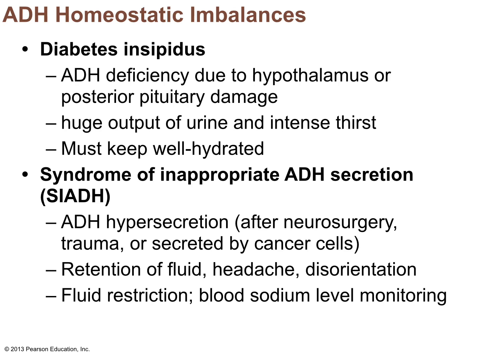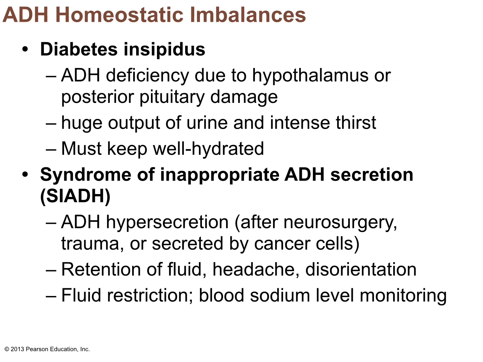Now, there's another imbalance called SIADH, which is syndrome of inappropriate ADH secretion. And this is a hypersecretion, so too much ADH. It can occur from trauma, it can occur from cancer, it can occur after neurosurgery. And if ADH prevents diuresis and we're making too much of it, then that means we're retaining fluid too much, right? There's too much fluid. We're not getting rid of enough fluid.